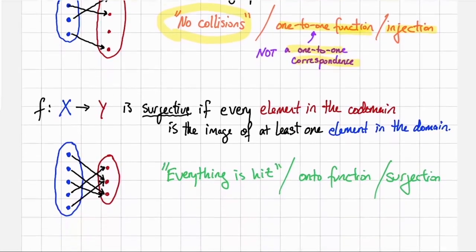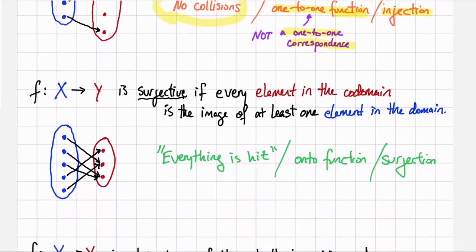In the second video, we saw that a function is surjective if every element in the codomain is the image of at least one element in the domain. I like to think of this as saying that everything is hit. Everything in the codomain has at least one arrow pointing towards it. Other words that are associated to surjective functions are onto functions or surjections.